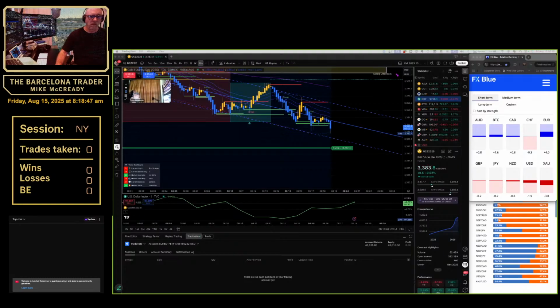Trigger hedge. Got 1 minute for the COMEX open.